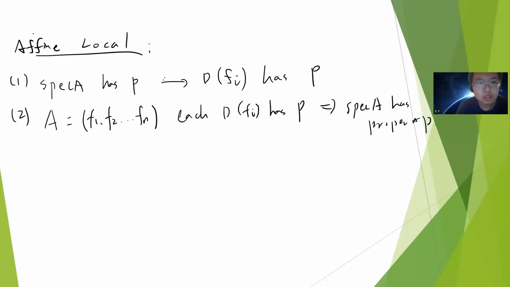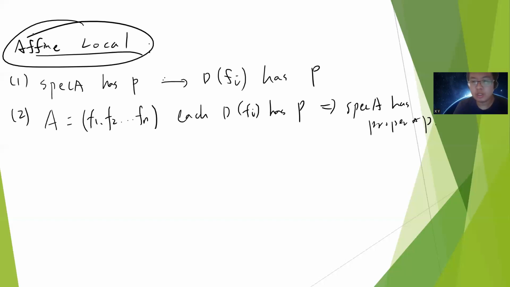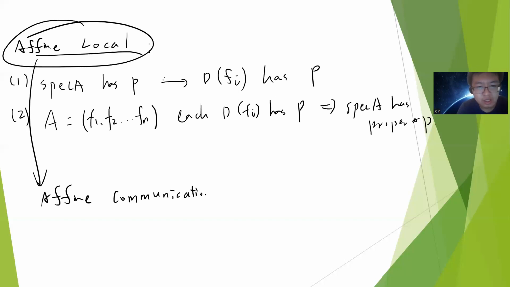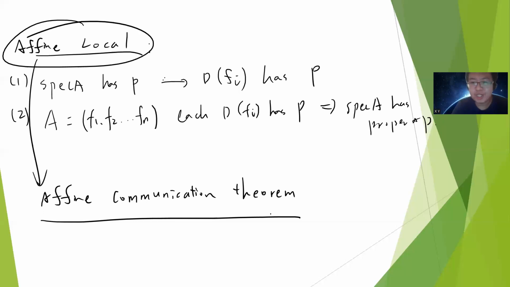And if you have this affine local, then as we previously said, you can derive a result called the affine communication theorem. This theorem is not easy to prove. You need to use a weird intersection lemma proved by Cal or in the textbook, then you can prove this affine communication theorem. So in this video, let's provide a very simple case. Who is affine local?